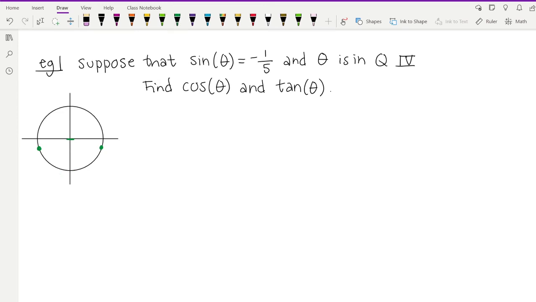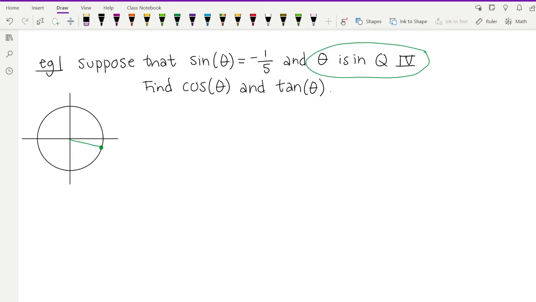Trying to erase all this out without erasing other stuff. There we go. So which of these two is the correct picture? Well, we're told that theta is in quadrant 4. And so what that means is that it has to be this angle, right? This angle is in quadrant 3. So it can't be this one. I'm going to erase that one.